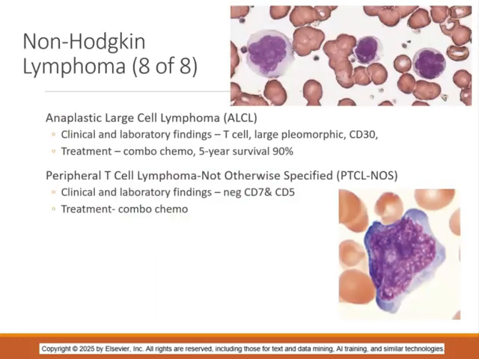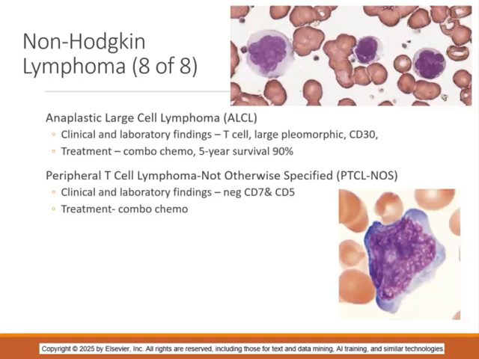The next and last NHL is anaplastic large cell lymphoma. Again, it's a T cell. You can see in the top picture there on the left, very large, very pleomorphic, really oddball shapes to it. It's CD30 positive. The other two aren't that great either, but with combination chemotherapy, there is a 5-year survival with a 90% chance, so that's good.